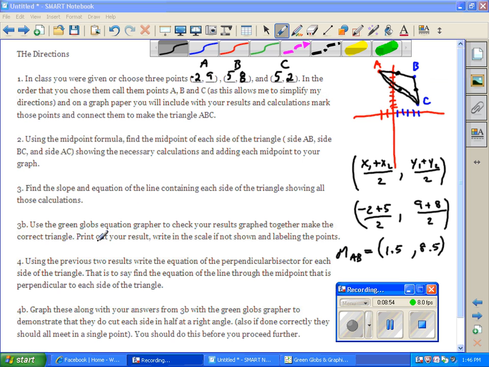But print out your results, write it right in the scale if not shown, and label the points. You can copy paste that by doing print screen, copying into a Word document, and then you can have that all as part of your results when you're done. So anyways, I'll be looking for that graph by hand from part 1, your work for these parts, and then graphed with Green Globs. Same triangle should be on the second page, but graphed with the computer. All right.